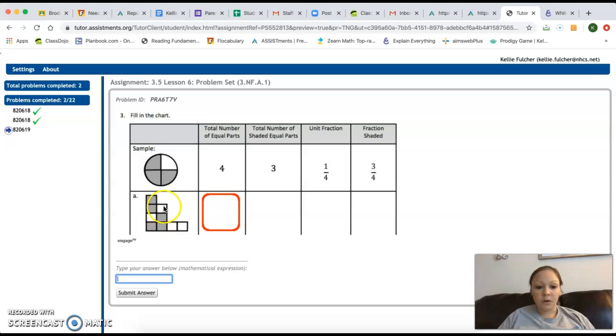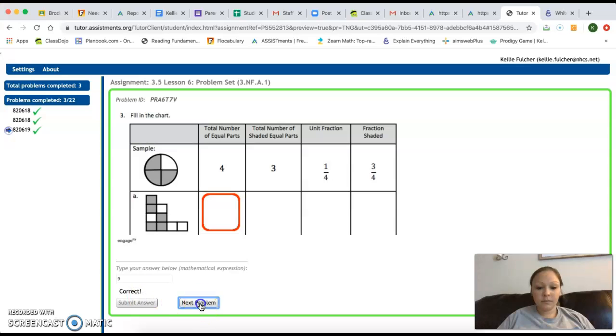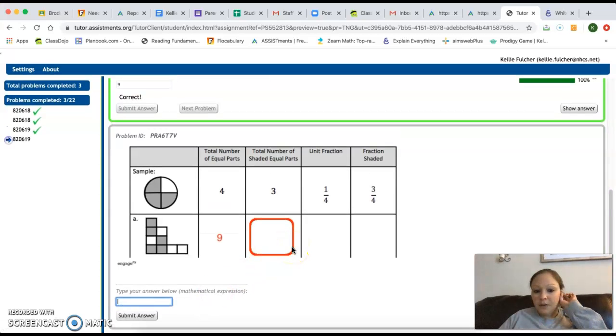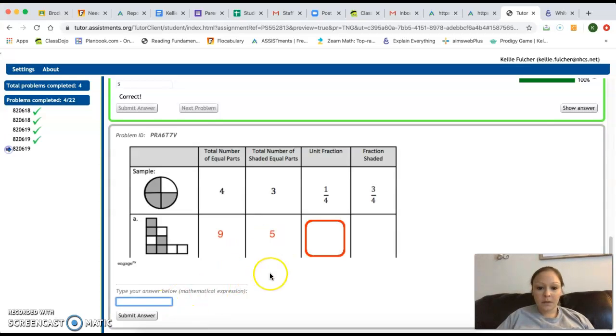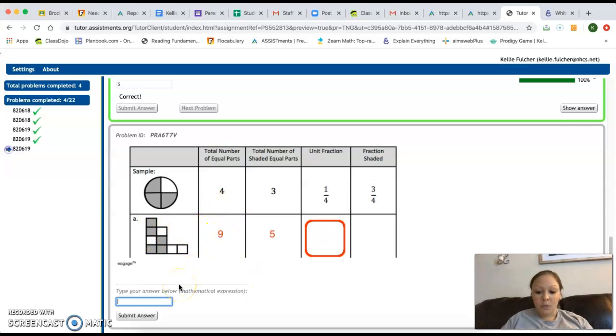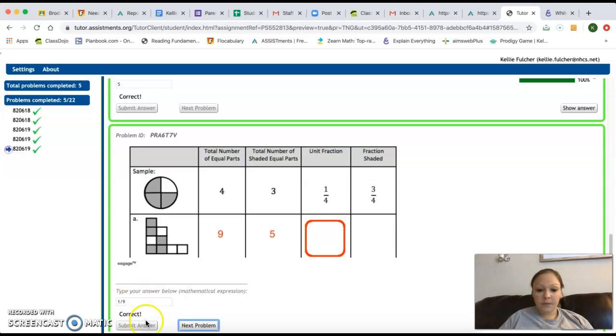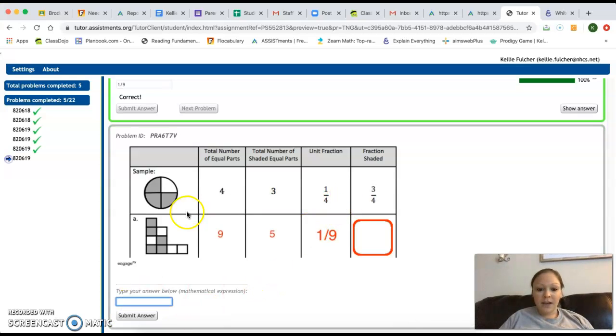1, 2, 3, 4, 5, 6, 7, 8, 9. Now we have to figure out the total number of shaded equal parts. 1, 2, 3, 4, 5 of those parts are shaded. The unit fraction, since we're dealing with a total of 9, would be 1/9. And the fraction that is shaded, since there are 5 pieces shaded out of a total of 9, would be 5/9, or 5 out of 9.